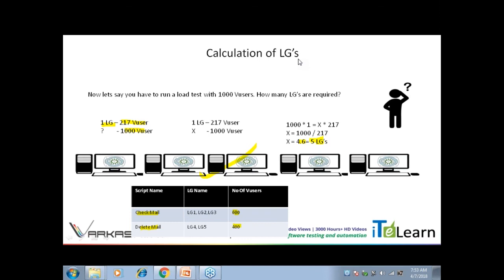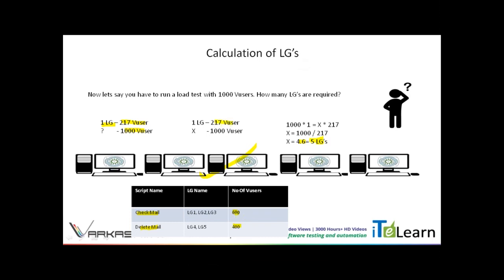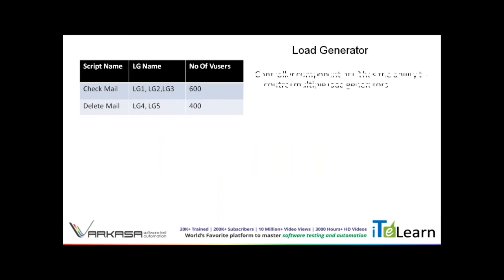You will come to that number depending upon the RAM of your LG and the memory footprint of the protocol. For example, if you have 500 MB RAM and the memory footprint is 2.3 for the HTTP HTML protocol, it will support approximately 217 virtual users. If you are running the test with 1000, you will need 5 LGs. In the scenario, you can set up multiple LGs, not just LG1. You can have LG1, LG2, LG3, and define them in the scenario. So this is how you come to the conclusion on load generators.